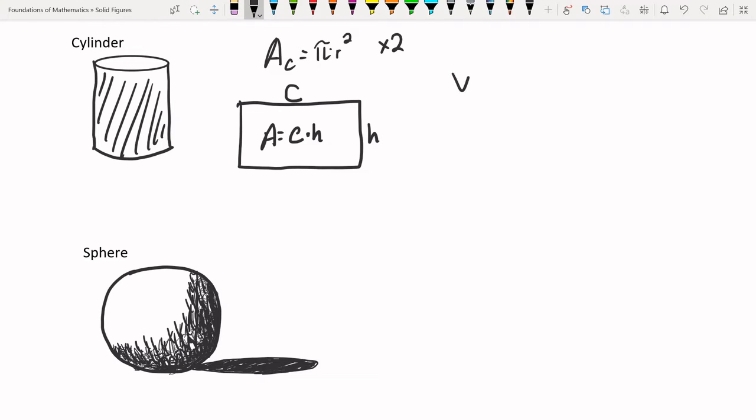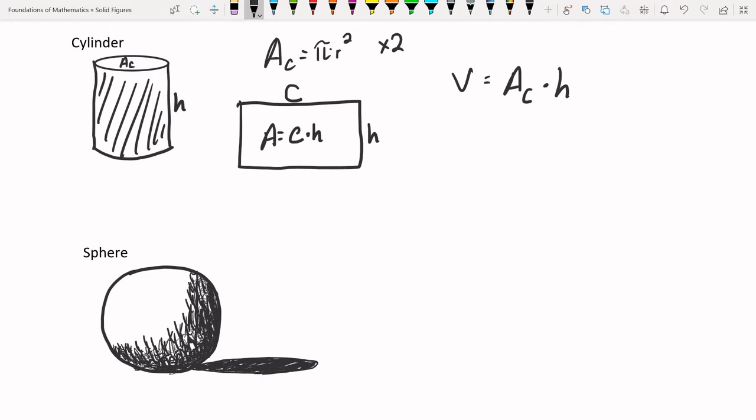Now the volume of this is quite simple. It's the exact same idea as for the prism, right? We take the area of the base of the prism times the distance between the two bases. For the cylinder, it's the area of these circles, which is the base of the cylinder, times the height of the cylinder. That's the distance between the two circles. So this is going to be the height, and then this is the area of the circle. That's how you find the volume of cylinders.